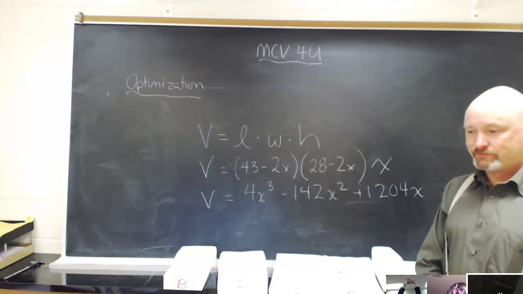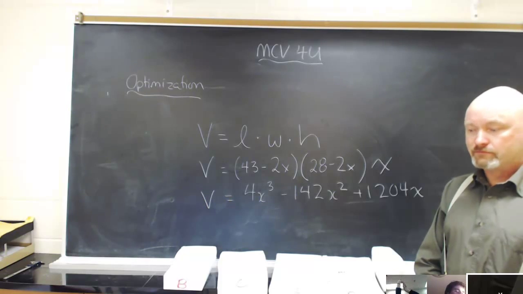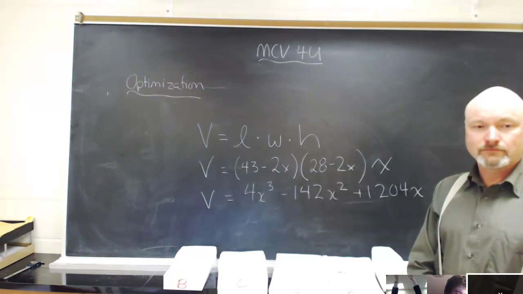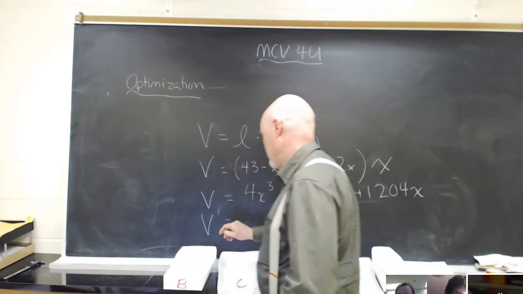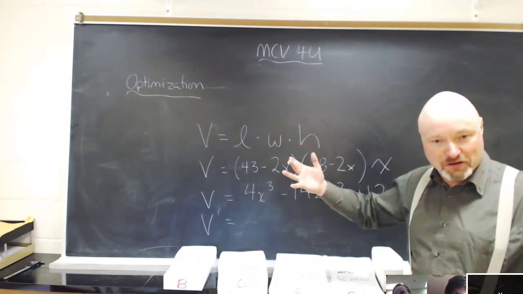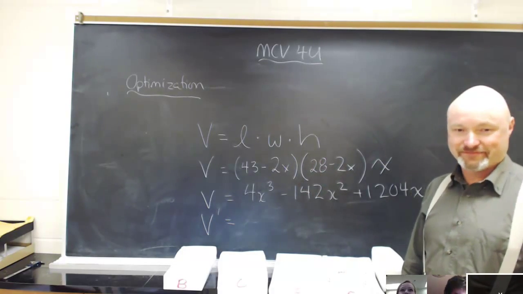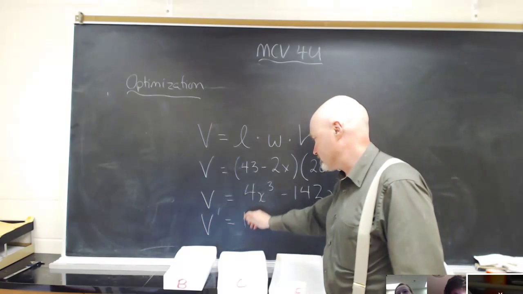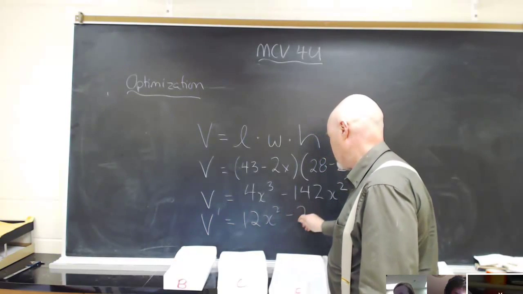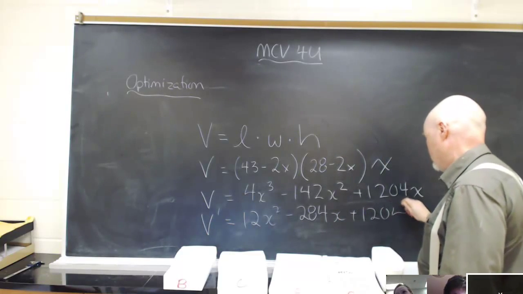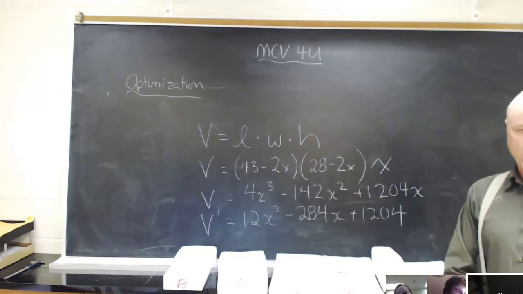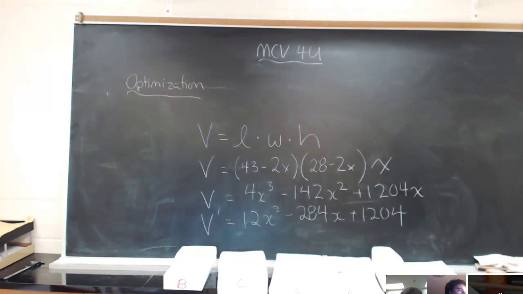We need to find the derivative. Oh, yeah, sorry. I did that. Yes. All right. Find the first. And then. Oh, okay. I started doing the trend. What'd you get? 12x squared minus 284x plus 1204. That's what you got for the derivative. Good. Okay. 1204 should be. Oh, yeah. 1204 is right. Never mind.